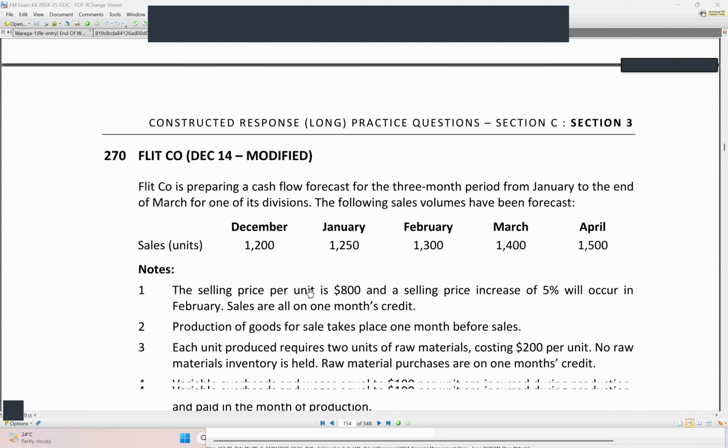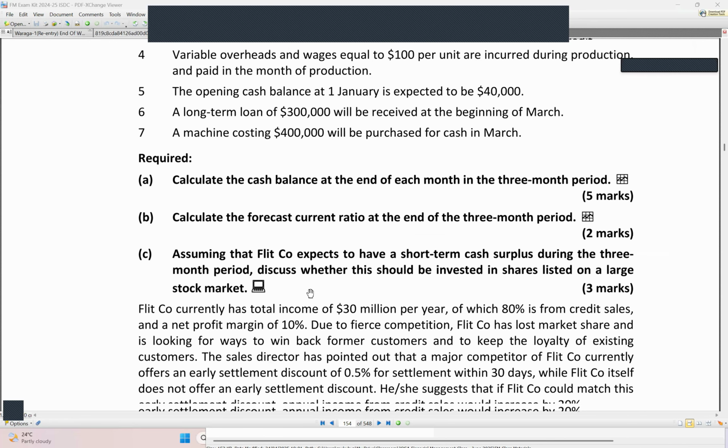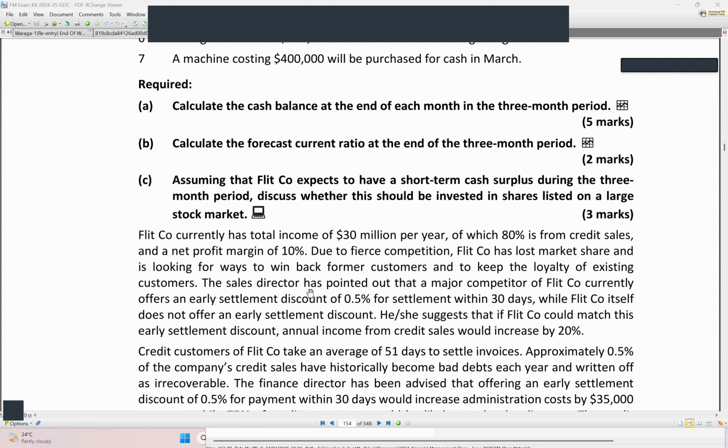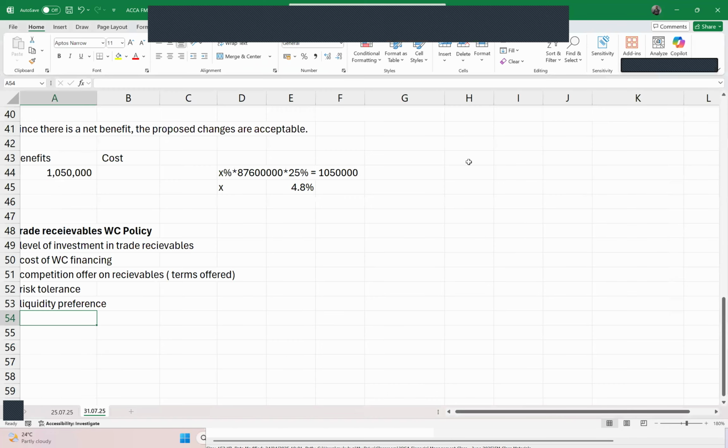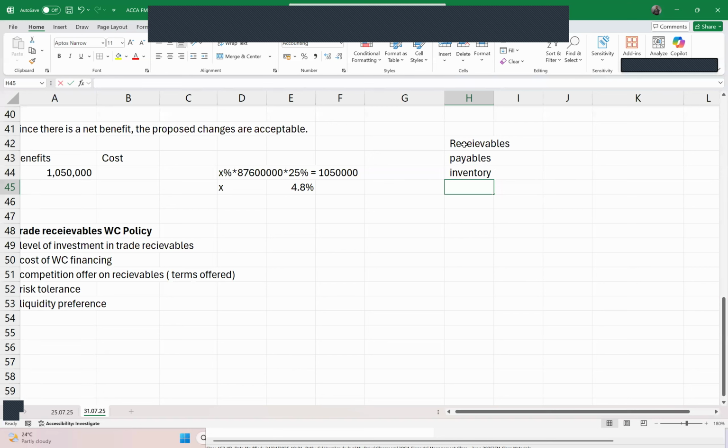Okay. Then let's do another question called Flit. And this question is asking us to calculate the cash balance. By the way, as I mentioned, when it comes to working capital, you need to know receivables, payables, inventory, and cash. Okay, those 4.